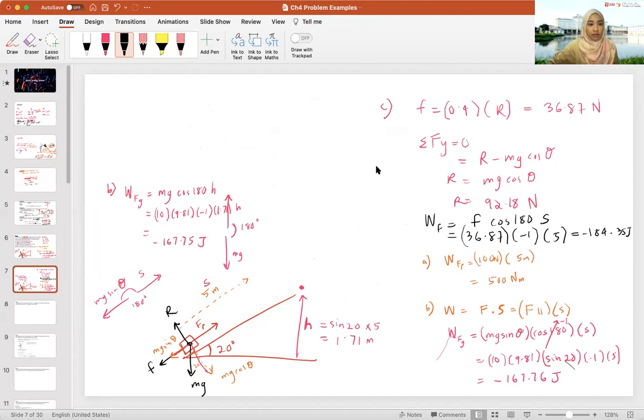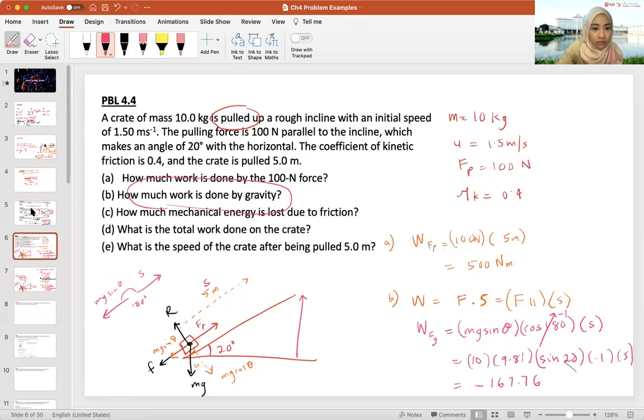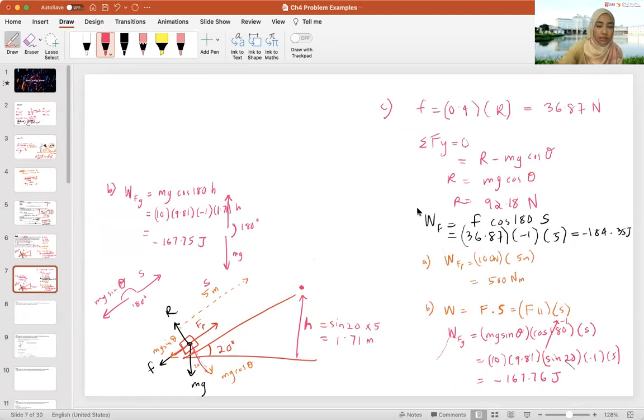Okay, so let's figure out what is the total. What was the question? Net work done on the object. What is the total work done on the crate? W total or W net? Same thing. So it's asking what is W net. So D is asking for W net or W total.